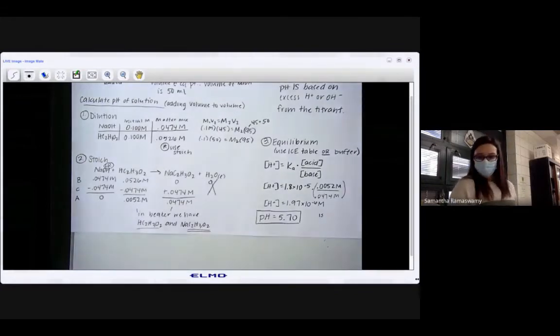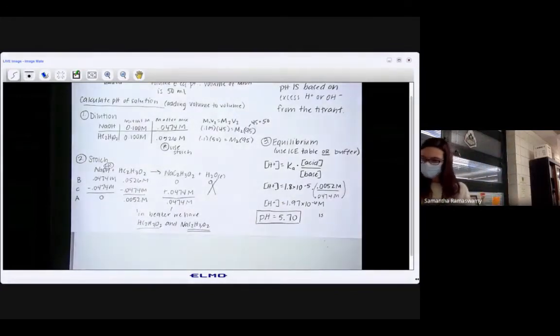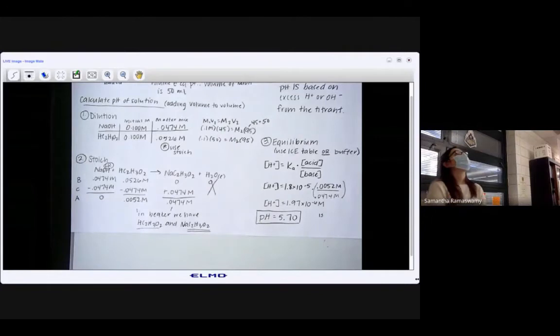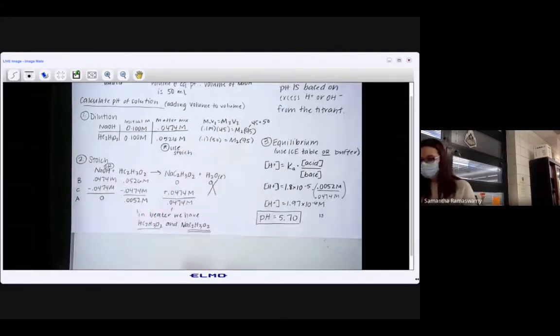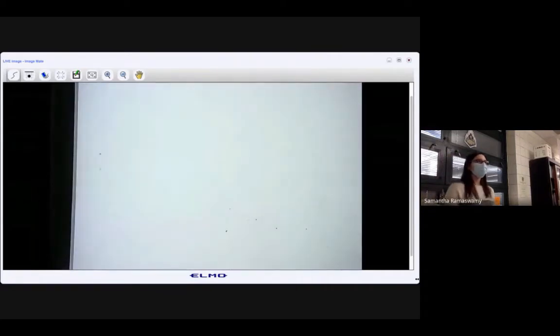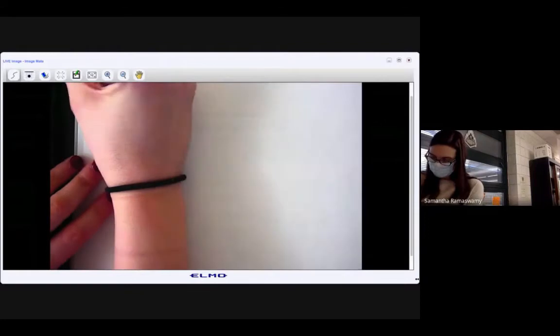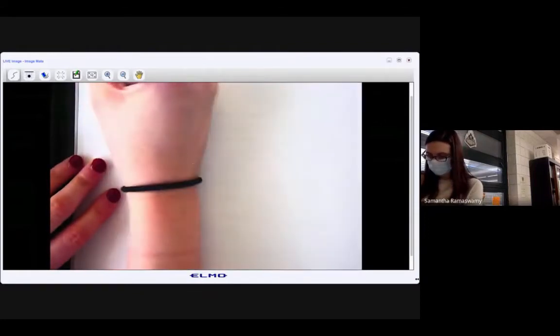Now the next part says, select the best indicator. Now, if this were a test or a quiz question, you would be given a list of indicators. On here, you weren't given the list. If this were a test or a quiz, I would give you the indicator list. So I'll just label this best indicator.